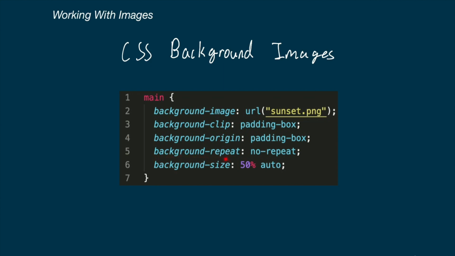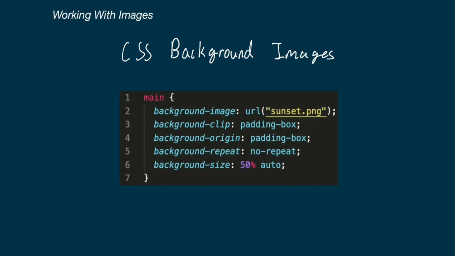Next, background repeat specifies if the background should repeat if the element is larger than the background image. And finally, background size specifies the size of the image. Usually we specify this as two space-separated values, with the first being the width and the second being the height. A value of auto here will scale up the image while keeping its proportions so the aspect ratio doesn't change.